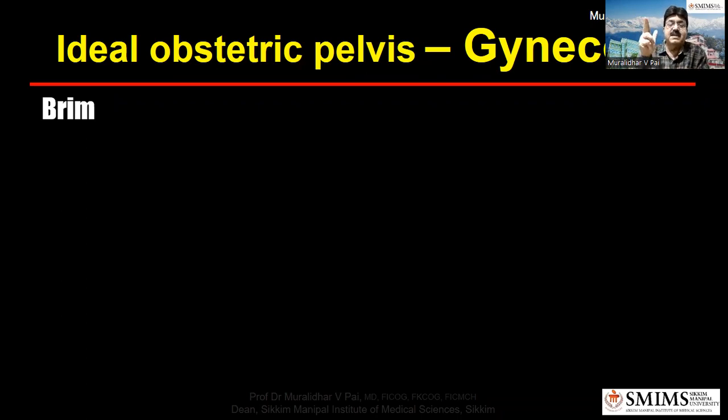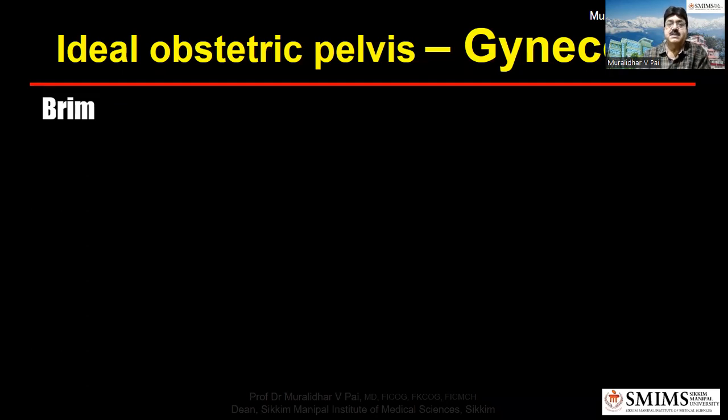The first thing that has to be assessed is the brim. You will soon realize why it is important, because the assessment of cephalopelvic disproportion is essentially at the brim. So the brim has to be perfect. It's like a gateway. If the gate itself is narrow, you can't even enter. Forget about going through the other small avenues in the particular compound, isn't it? So brim is very important. And how do you assess the brim? You will just put your two fingers and try to reach the sacral promontory.